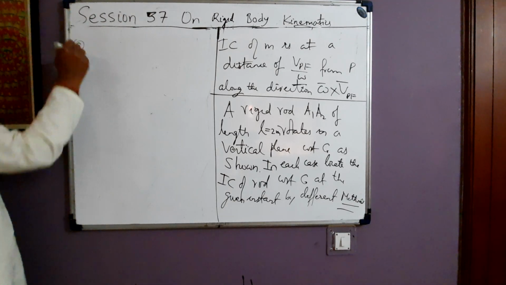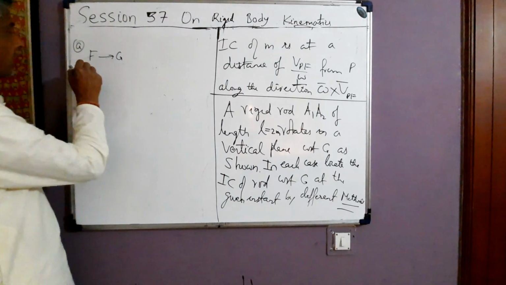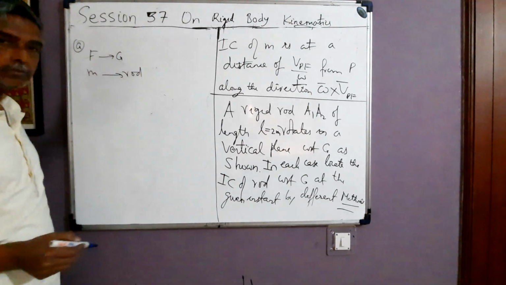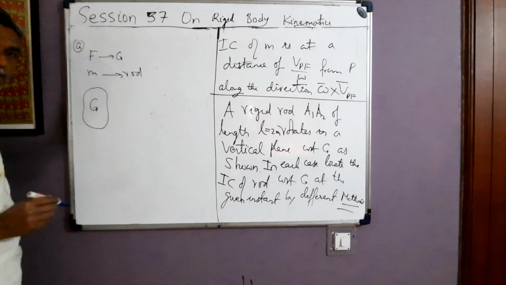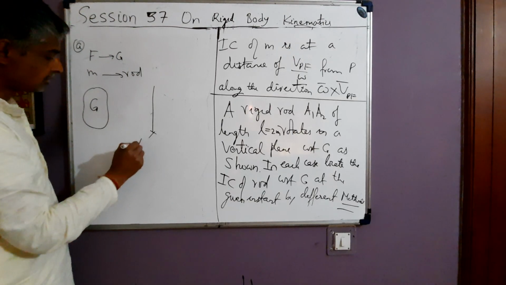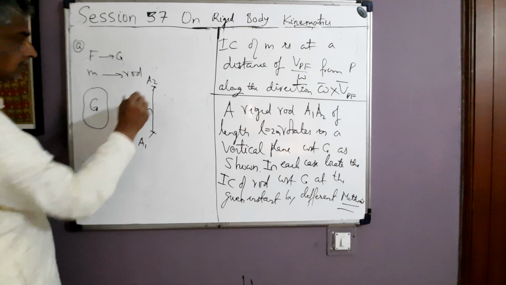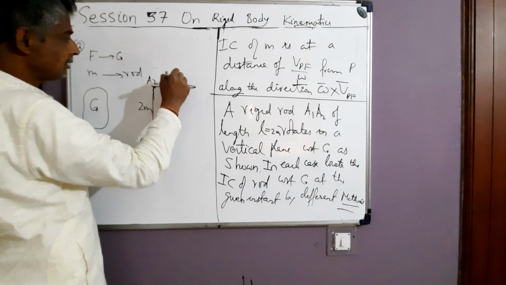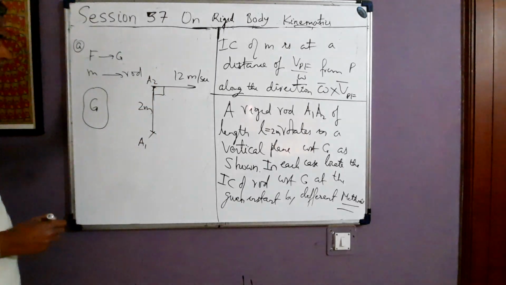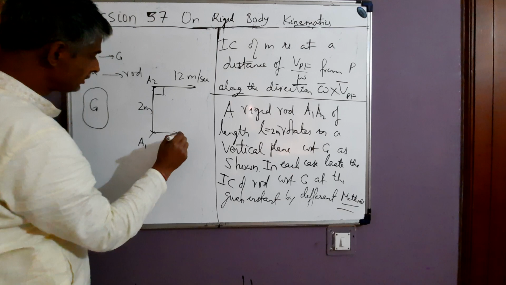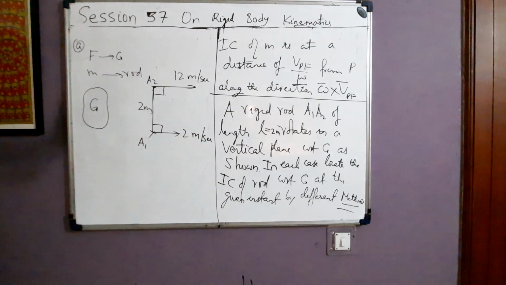So I'll write down the question, part A. In all cases, F is the ground frame, and the M frame is the rod, the rigid body. This is the ground frame. This is the rod A1 A2. Length of the rod is given to be 2 meter. Velocity of A2 is given to be 12 meter per second at right angles, and velocity of A1 is given to be 2 meter per second at right angles.